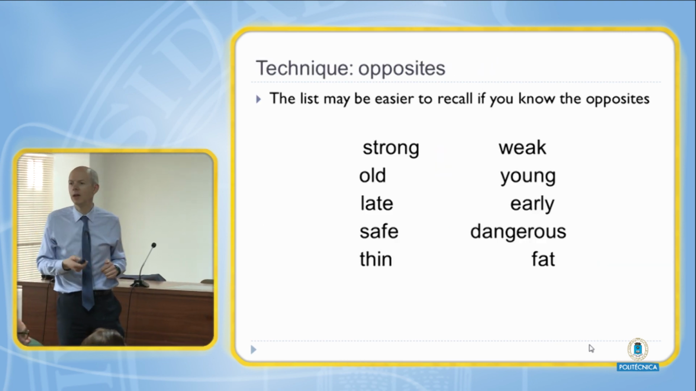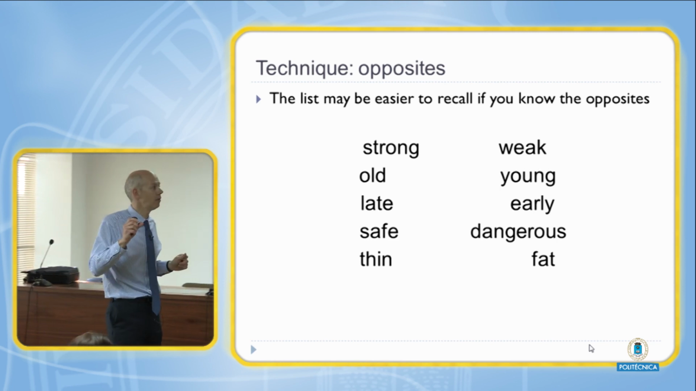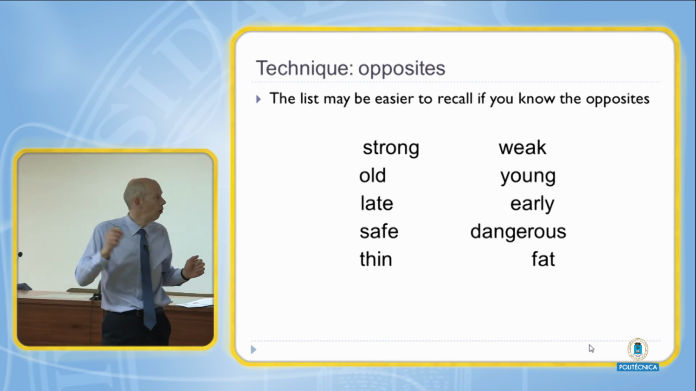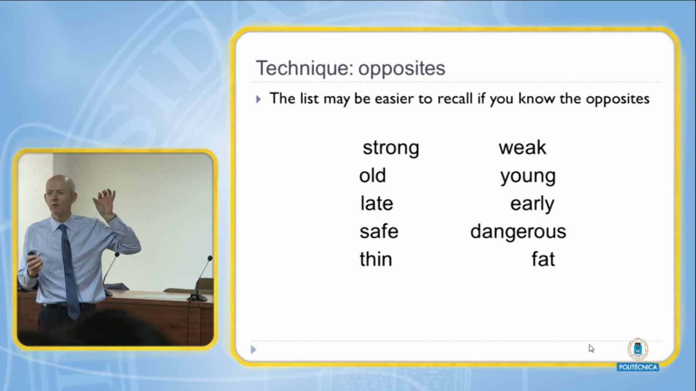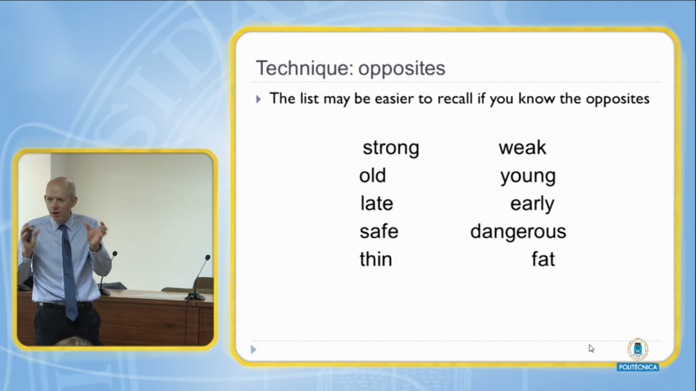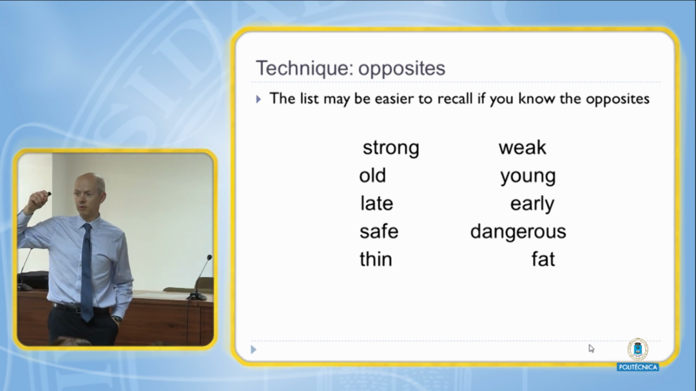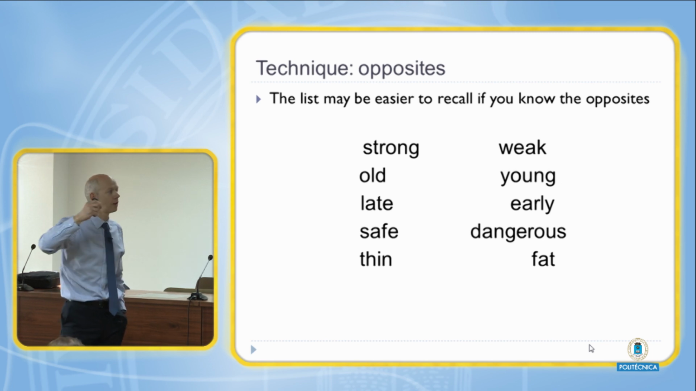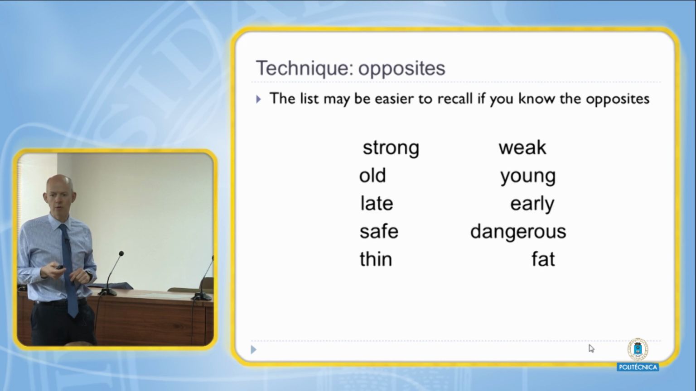Another possibility is to learn the opposites. So, for example, in this case, strong and weak, old and young, late and early. Now, in this case, I'm using the adjective safe and dangerous and thin and fat, for example. So that might be easier to create a mental image. You might be able to remember synonyms, yeah? So words which are similar for some of those things as another possibility.